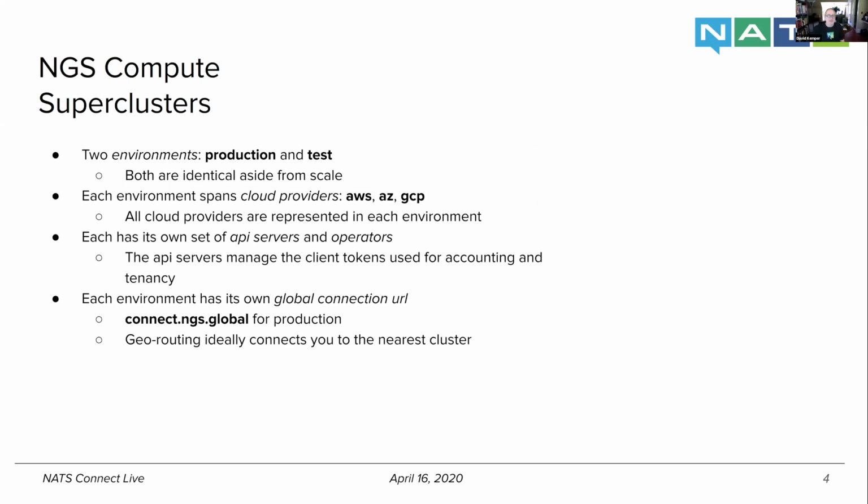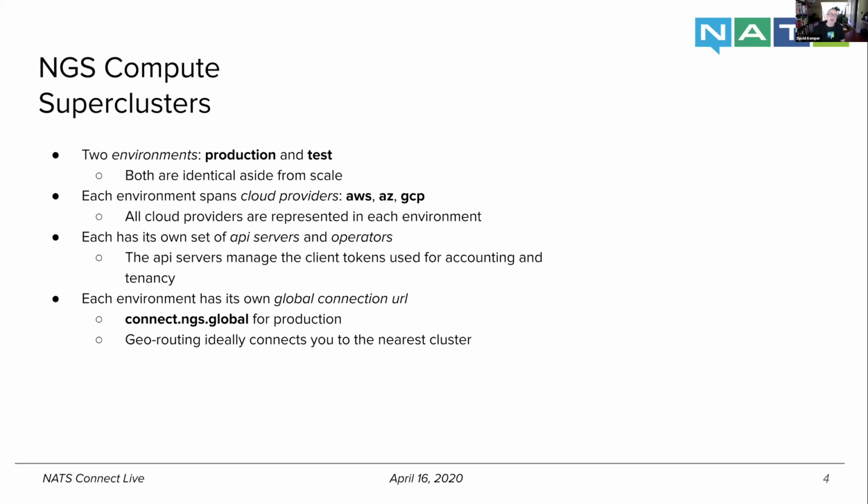NGS compute superclusters. We've been talking superclusters a lot. We have a production and test environment. That should not be a surprise to anyone who's in the ops world. Each environment spans the three major cloud providers, AWS, Azure, and GCP. We could add more, but that also comes with operational costs of making sure that they're working the same across the different pieces. That's always a challenge. All cloud providers are represented in each environment.